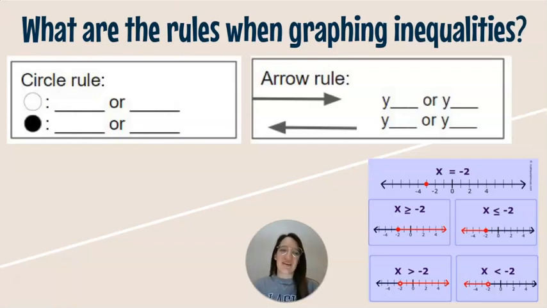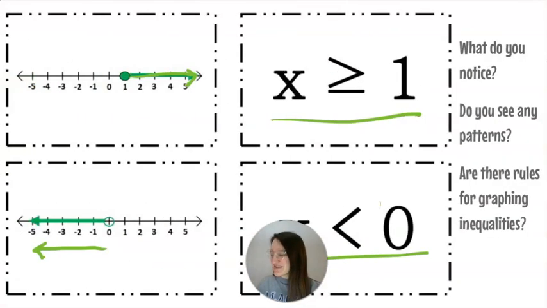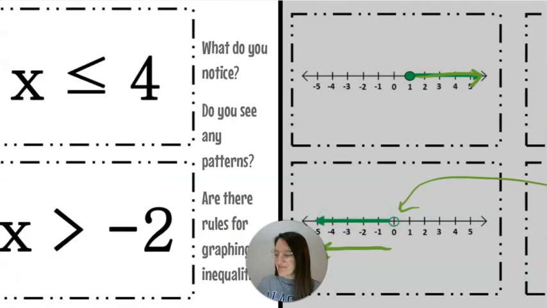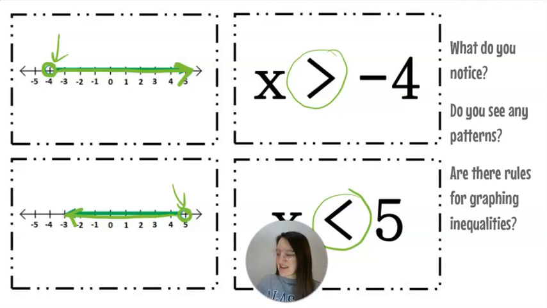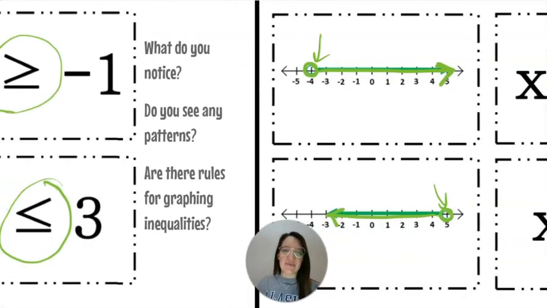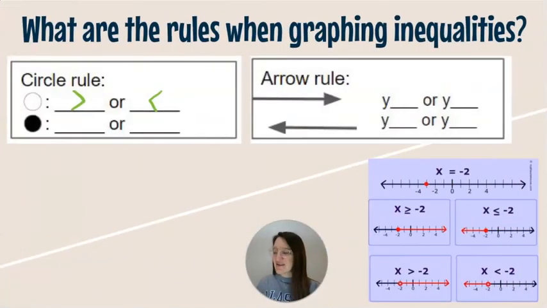So, you keep the circle open if it is a greater than or a less than. Let me show you that. See, that was less than, it was open. This one was greater than, open, less than, greater than, and they are both open. So anytime you see just the less than or the greater than symbol, you're going to keep it open. If you see a greater than or equal to or less than or equal to, that is when you are going to close it.